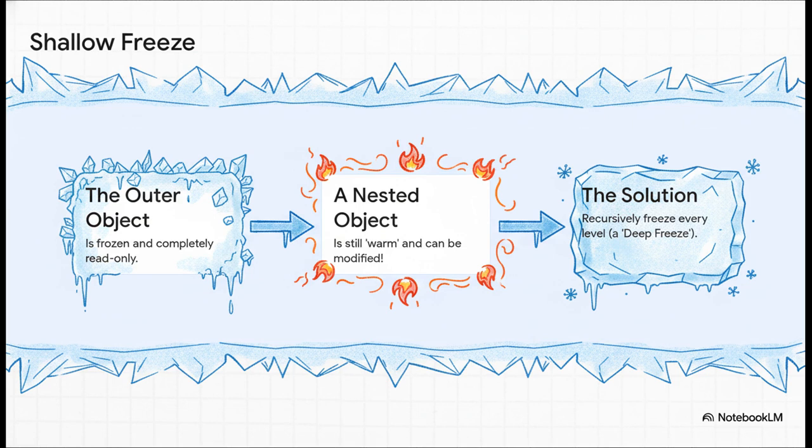So let's break that down. Imagine your object is like an ice block. The outer shell, frozen solid. But if one of the properties inside is another object, that inner object is still totally changeable. It's still warm, you could say. So if you want to make the entire thing unchangeable, you have to do what's called a deep freeze, where you write a function that goes through every single level and freezes any objects it finds along the way.